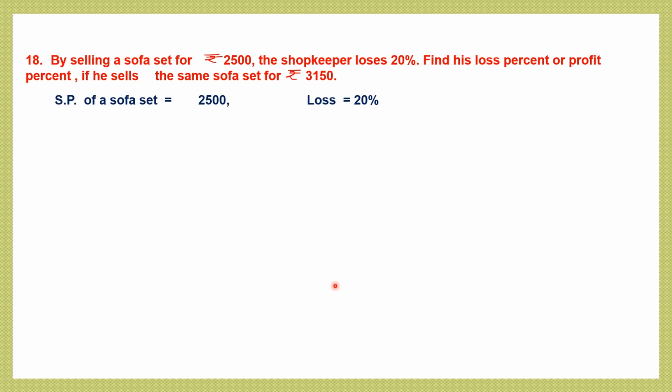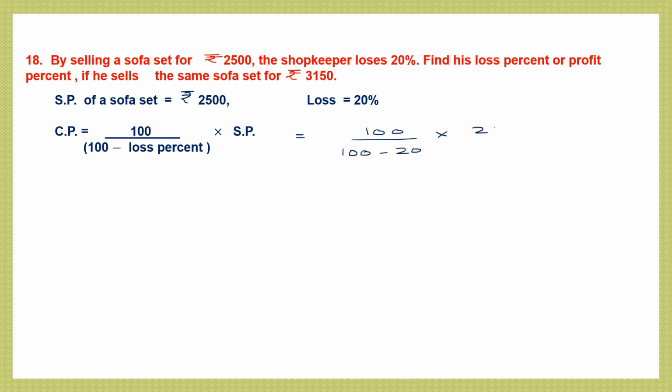So selling price of a sofa set, again here, this is the first time, it is 2,500. There is a loss of 20%. So to find the cost price, we say 100 by 100 minus loss percent into selling price. So 100 divided by 100 minus the loss percent, which is 20, into selling price, which is 2,500. So this is 100 divided by 80 into 2,500.